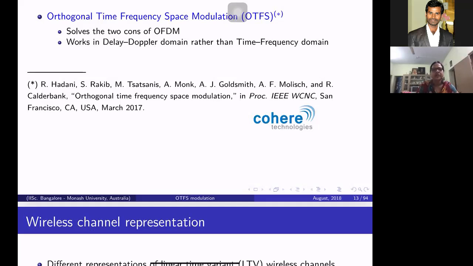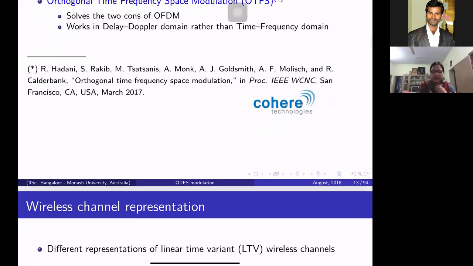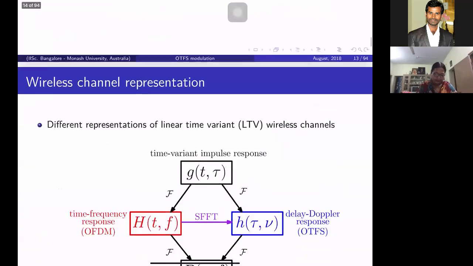Only the notations are different. And it combats the Doppler spread. It combats the Doppler effect. Okay. And it works well in the delay-Doppler domain rather than in the time-frequency domain. That is what they are claiming.